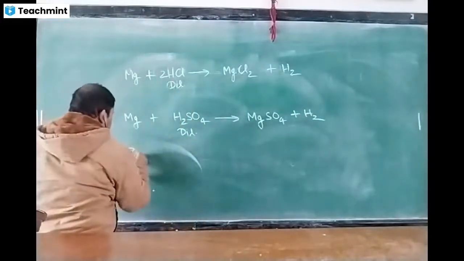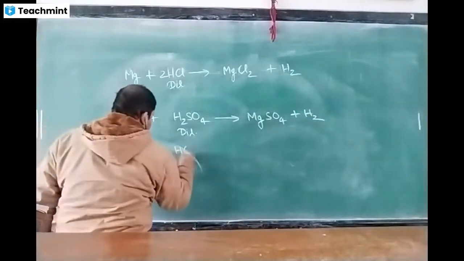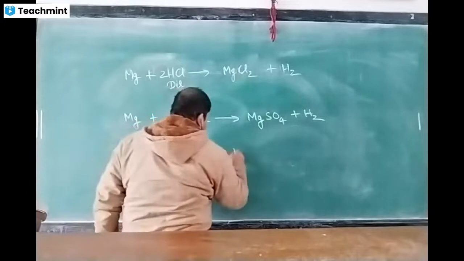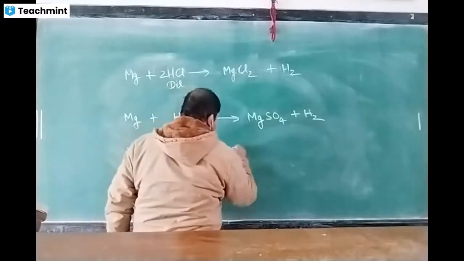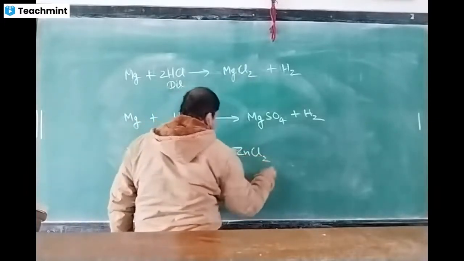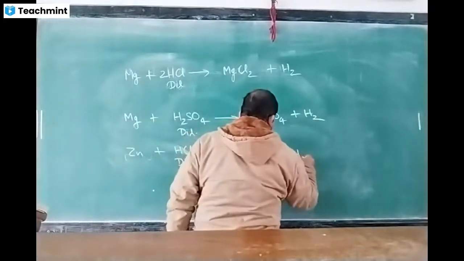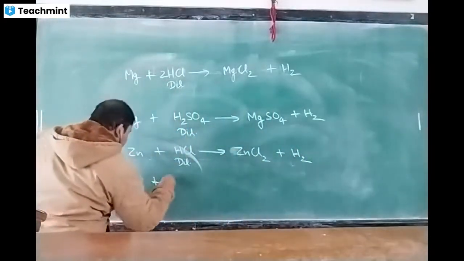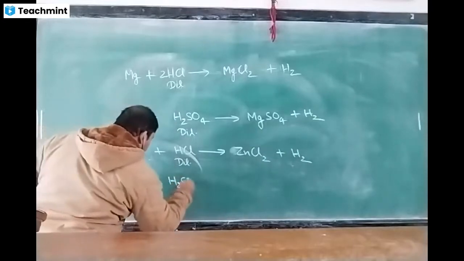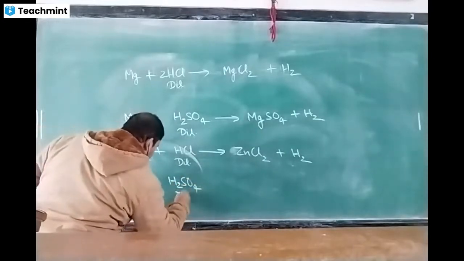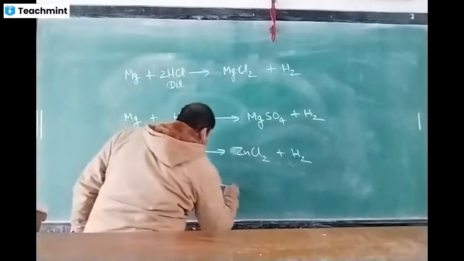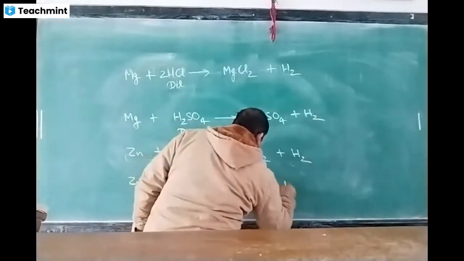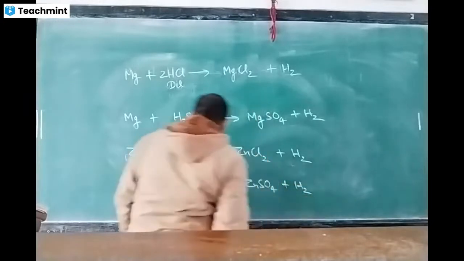In the same manner, when zinc reacts with dilute HCl, we get zinc chloride plus hydrogen gas. And when zinc reacts with dilute H2SO4, we get zinc sulfate plus hydrogen gas.